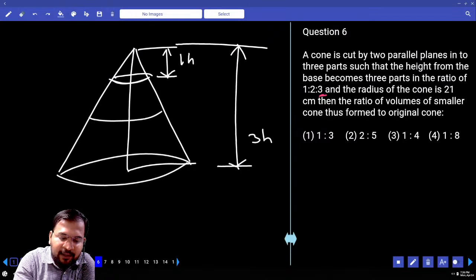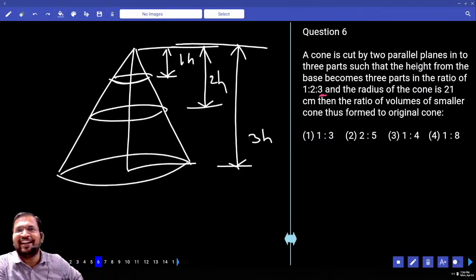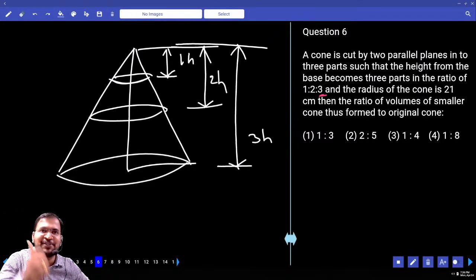Next cut, what happened? 2 parts. Then the height from here to here is 2h. Now you have to take the total 6 parts. This is 6, this is 4, this is 2. No problem at all. All of you clear?